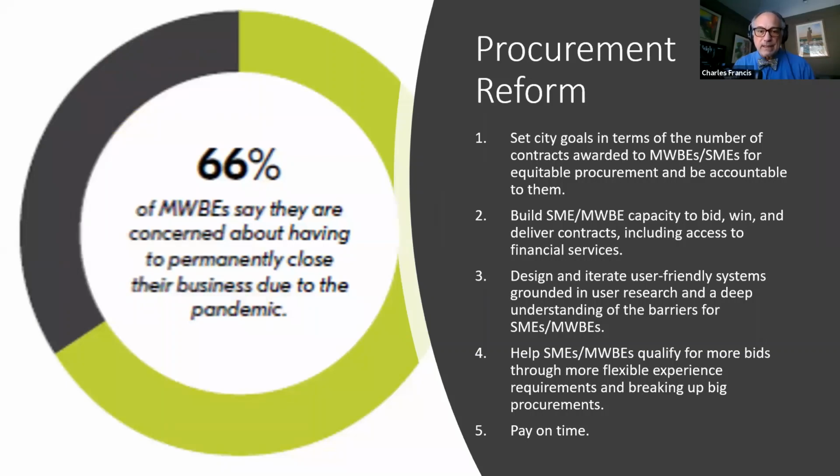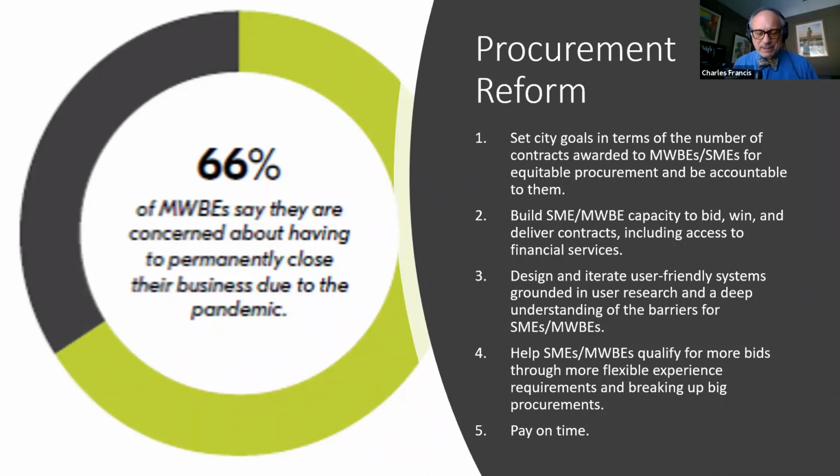Local governments are big buyers, and here are just some five game-changing solutions, recommendations that I've read in some reports. One solution could be just to set city goals in terms of the number of contracts awarded to MWBEs, SMEs for equitable procurement, and to be accountable for them. So publicly share those goals around inclusive procurement, and working towards those goals can galvanize your city staff. It can draw public attention to the issue and ambition and encourage public accountability. Another game-winning strategy is to build SME and MWBE capacity to bid, win, and deliver contracts, including access to financial services. Help them successfully navigate the whole procurement process and help with access to credit and increase their bonding capacity.